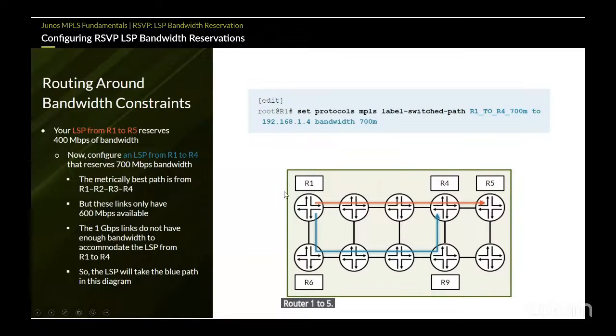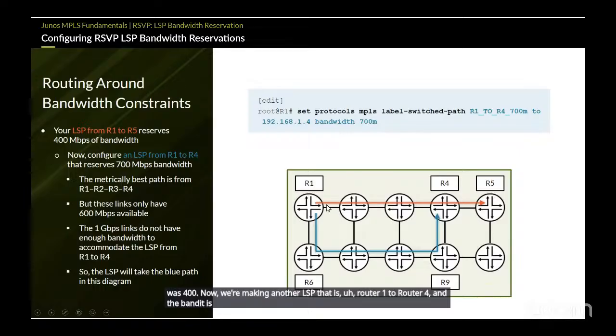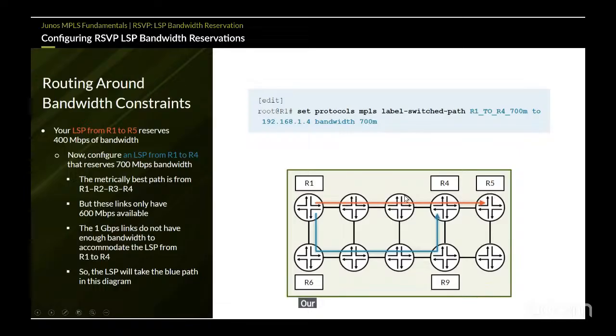Check and double check. Okay. In the previous one, router 1 to router 5, the reservation bandwidth was 400. Now we're making another LSP from router 1 to router 4 with a bandwidth of 700 Mbps. Our physical interface capacity is 1000 Mbps in total, and the two LSPs take more than 1000 Mbps.